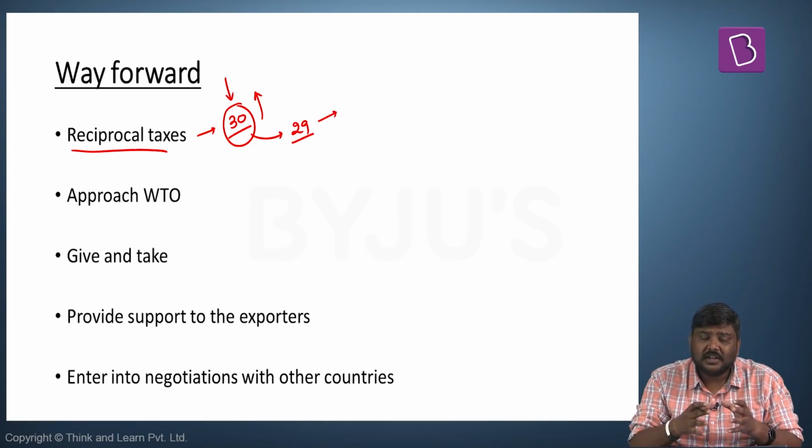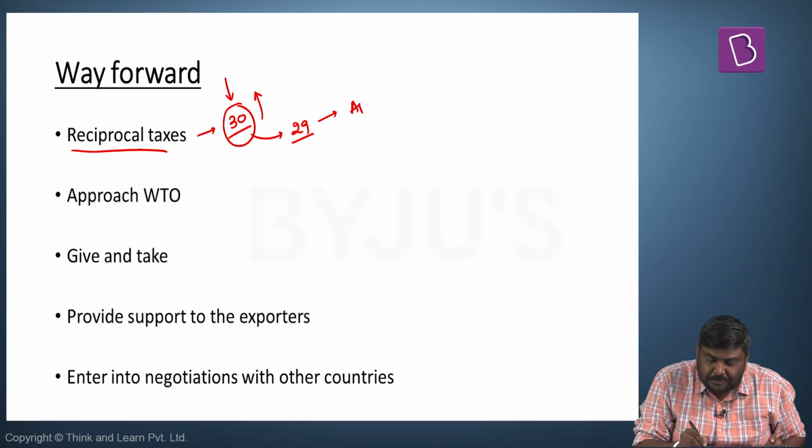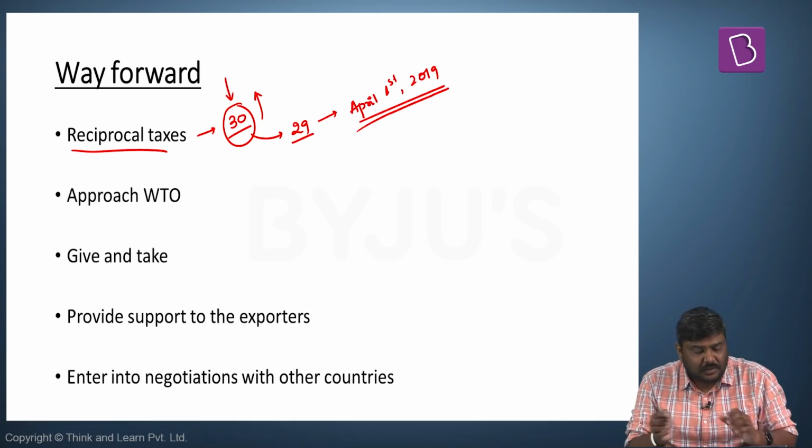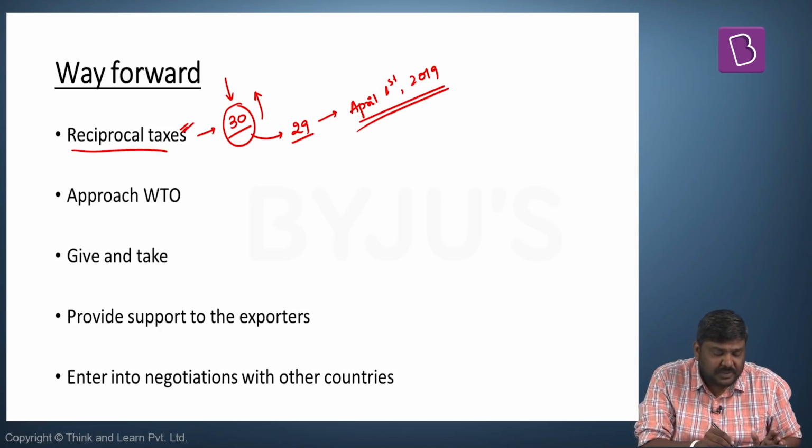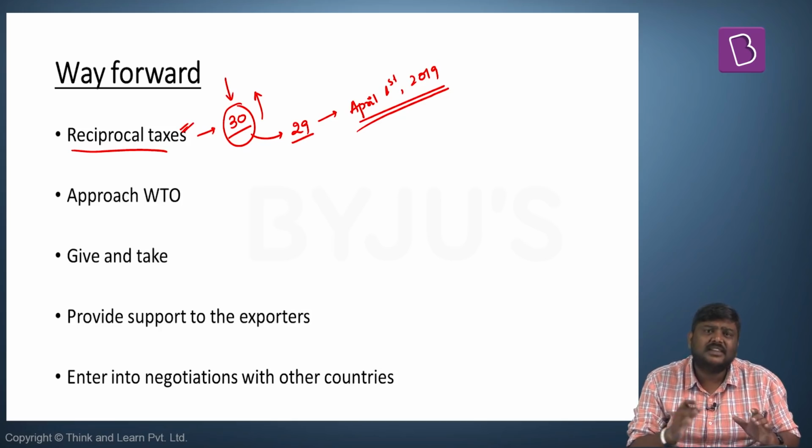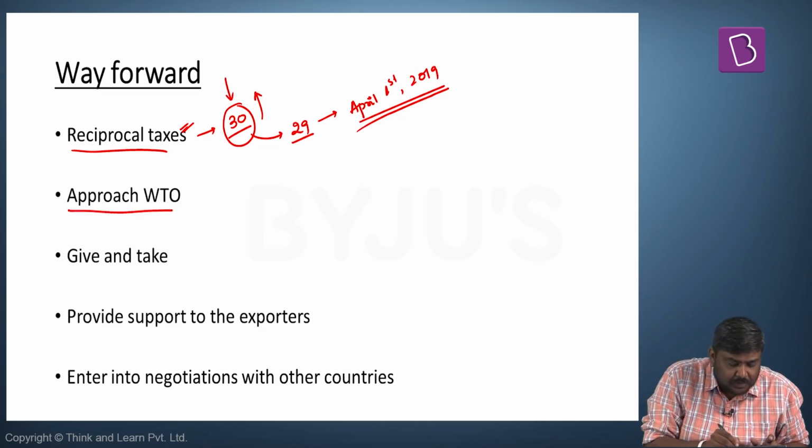Now already the enforcement date has been postponed 6 times. Now the latest date is April 1st, 2019. The government of India can allow the implementation or enforcement of these particular reciprocal taxes, but this will only escalate the issue. Second, it can approach WTO.